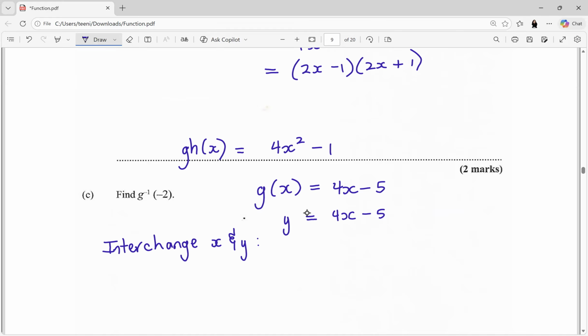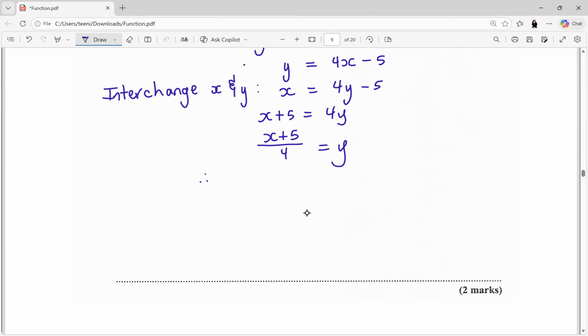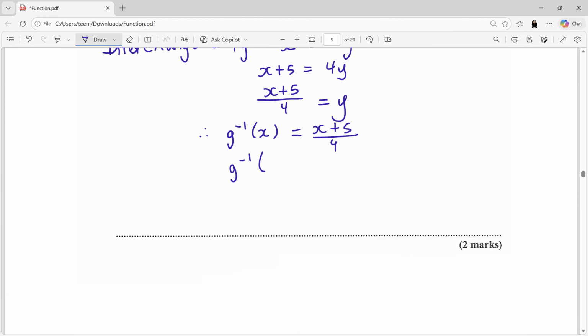Interchange x and y. So this would be x is equal to 4y minus 5. So then x plus 5 is equal to 4y. So x plus 5 divided by 4 is y. And that's your inverse, right? So therefore, g inverse of x is equal to x plus 5 divided by 4. So then for g inverse of -2, you will have to replace x with -2 in the function. So that's -2 plus 5 over 4. -2 plus 5 is 3. So the answer would be 3 over 4.